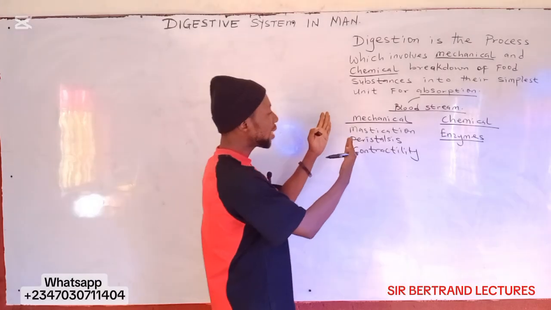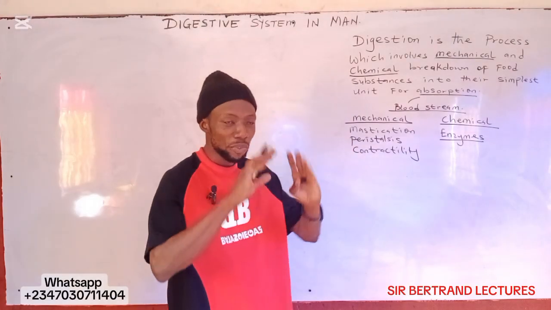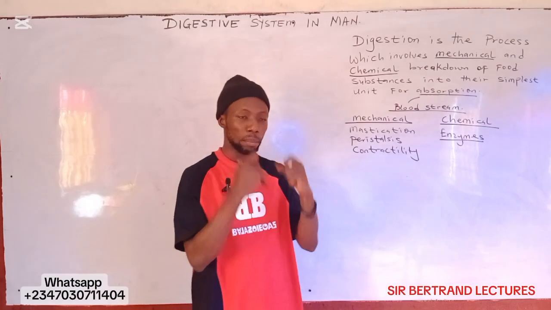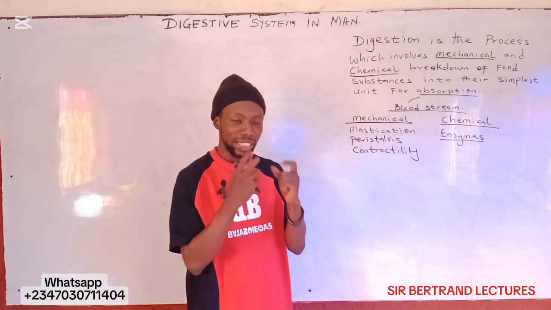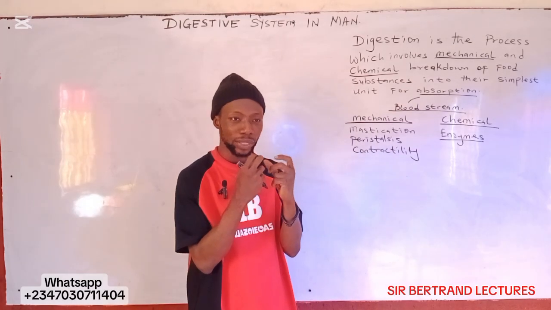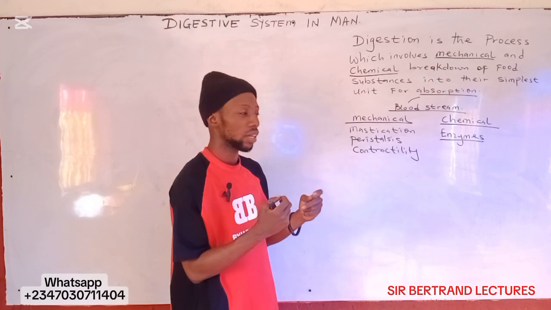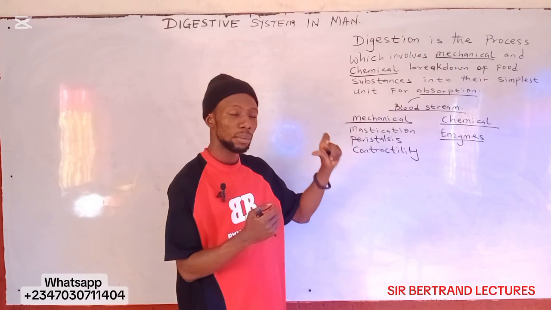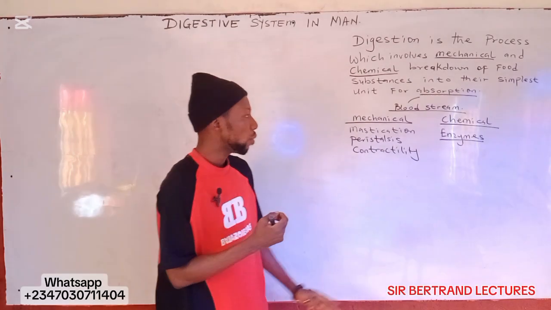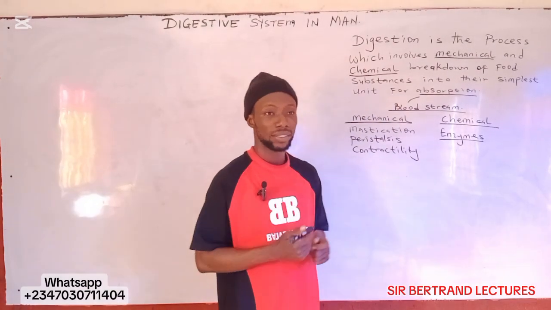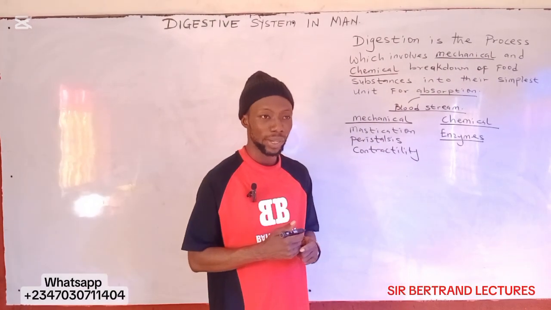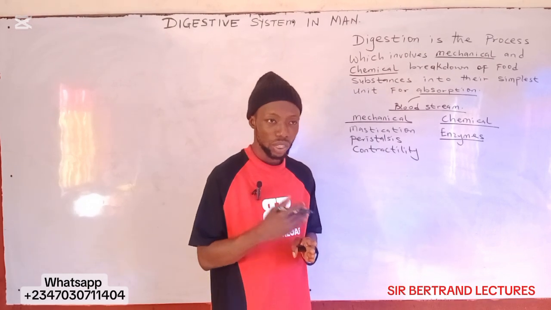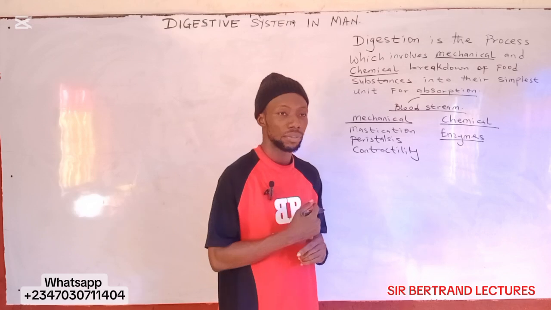In the mechanical process of digestion, every digestion of food mechanically starts in the mouth, with the effect of the teeth, which we refer to as masticating. Every food digestion mechanically starts in the mouth, while the chemical digestion varies, and this is based on the presence of the enzymes, where they are found, and where they are more active.